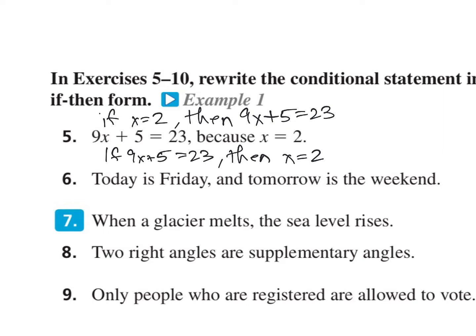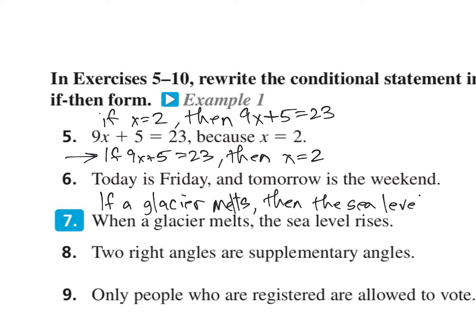I really think the if 9x plus 5 equals 23, then x equals 2 is the better way to say it. Now let's go down to number 7. When a glacier melts, the sea level rises. All right, so you could say, if a glacier melts, then the sea level rises.